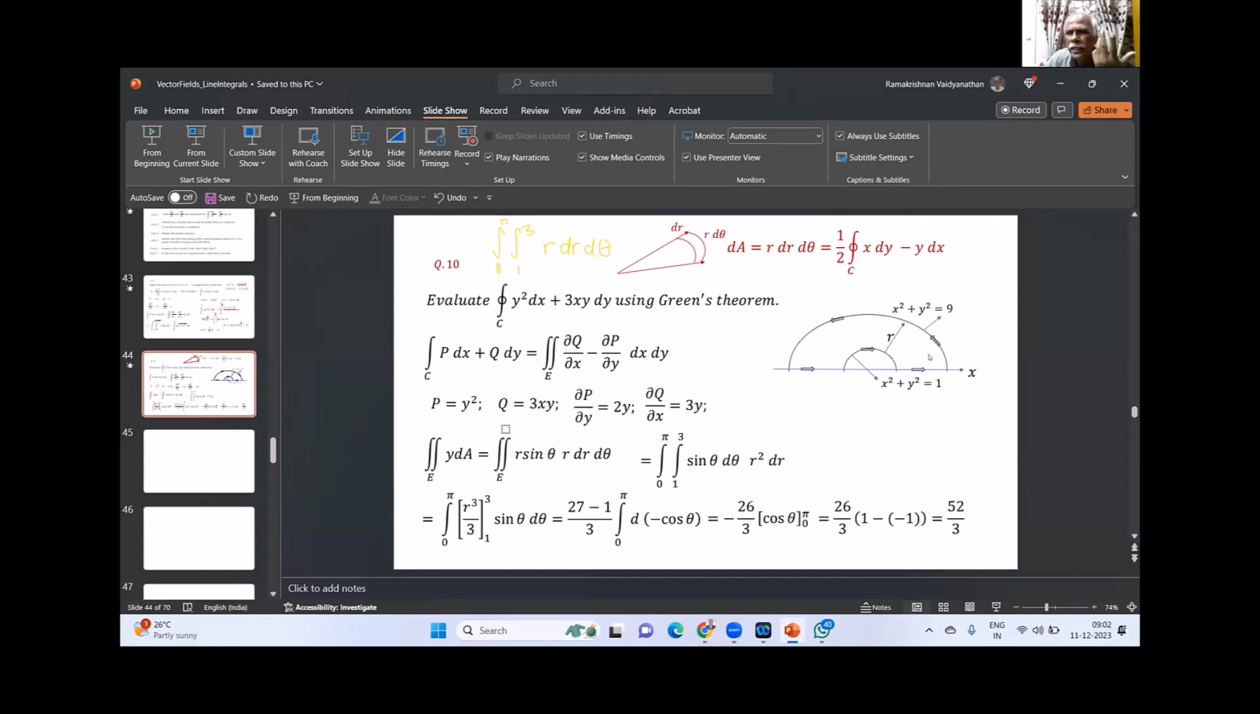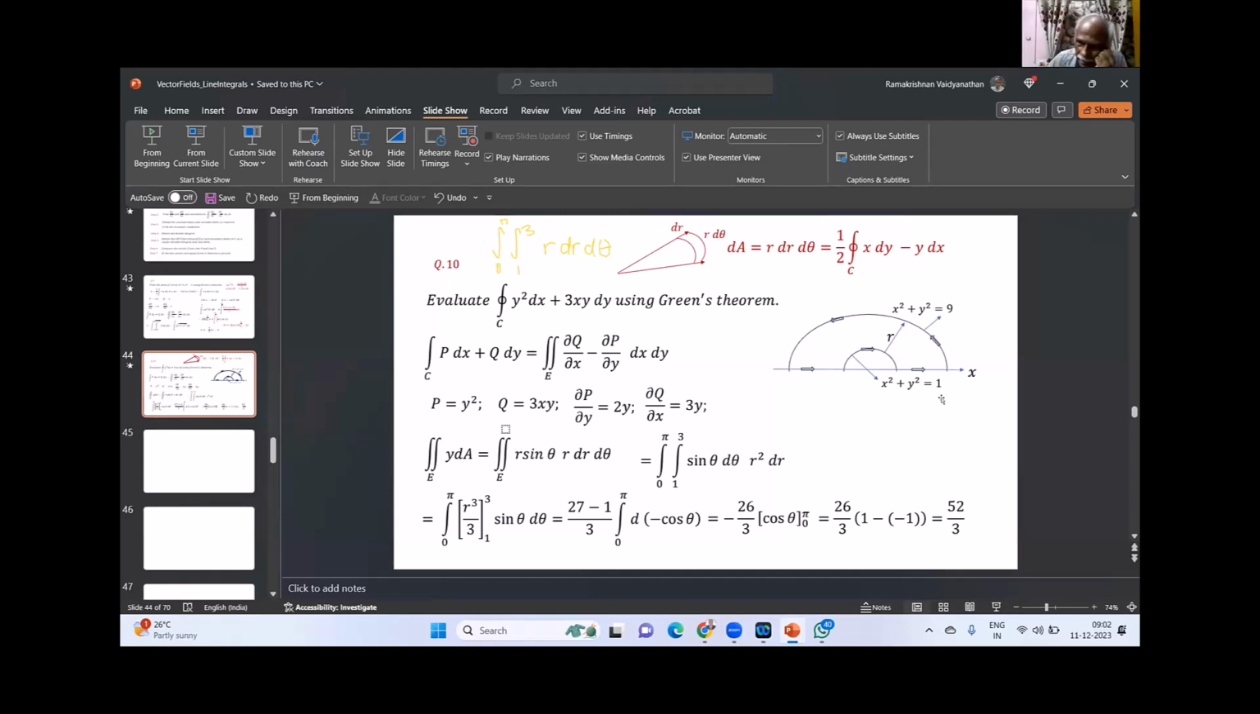What is 52 by 3? It is nothing but the base area into height. Now you got the height. You got the volume. You got the base area. You know what is the area of this? Yes or no? Yeah. Pi r square minus pi r square: 9 pi minus 1 pi, 8 pi. So dividing 52 by 3 by 8 pi gives the height. That's all. Agreed? Yeah.